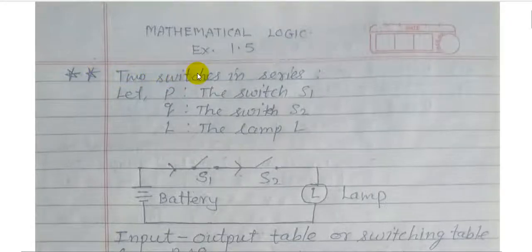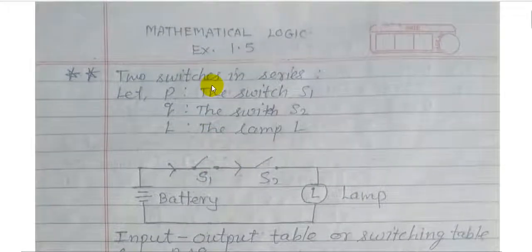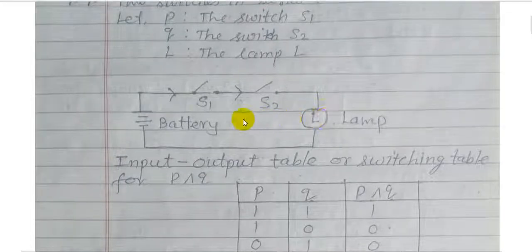Consider two switches P and Q, the switch S1 and Q the switch S2, and L for the lamp. So first see the connection of the switches in series, two switches in series. Series means here AND. Series means in logical language it is AND. So we consider it is AND and we write the switches in AND formation.